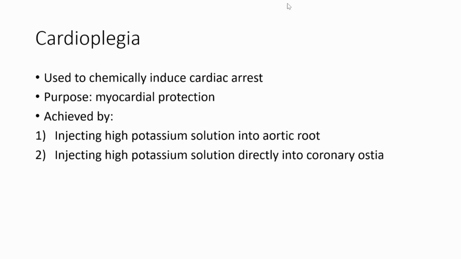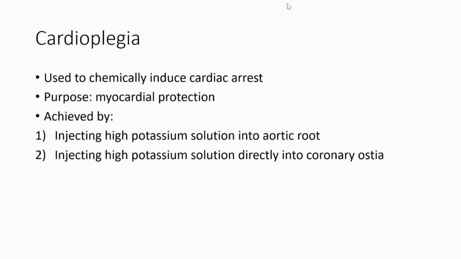Now, in terms of how we actually give cardioplegia in theatre, broadly speaking, there are two approaches. Approach number one is only available and applicable to those patients that have a competent aortic valve. This is not an option in patients that have aortic valve regurgitation or in patients whom we've opened the aorta and are doing aortic valve surgery on. So this method is injecting high potassium cardioplegia solution into the aortic root.